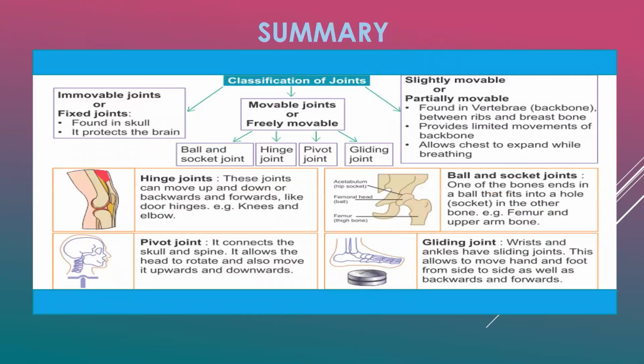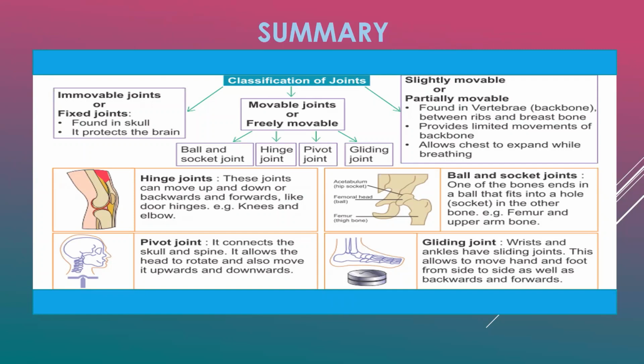Now we have learnt about different types of joints, namely the movable joints. Movable joints are of four types: ball and socket joint, hinge joint, pivot, and gliding joint. Hinge joints can move up and down or backward and forward like door hinges, examples knees and elbow. Pivot joint connects the skull and spine. It allows the head to rotate and also move upward and downwards.